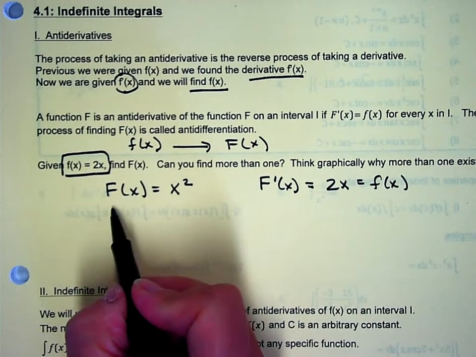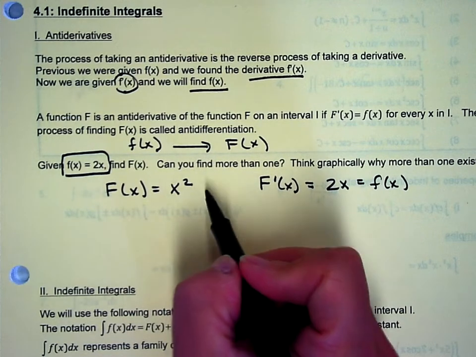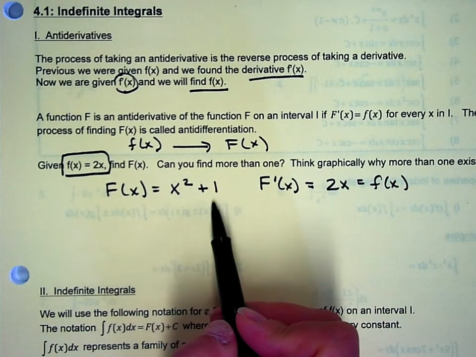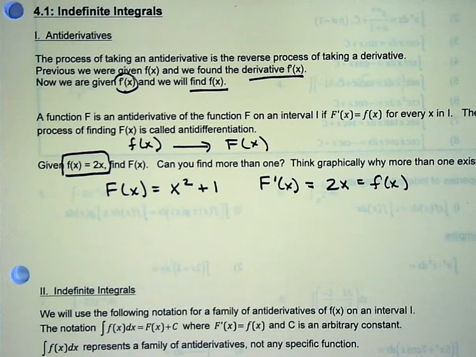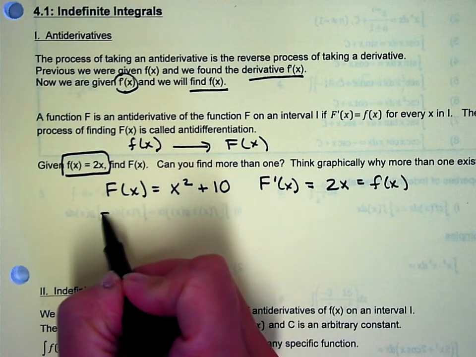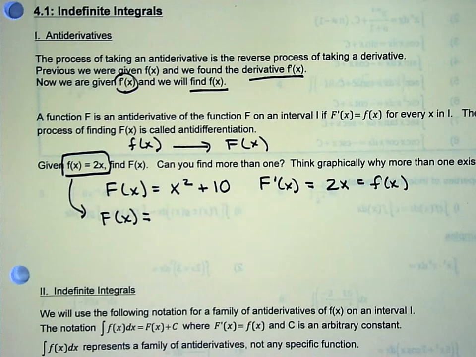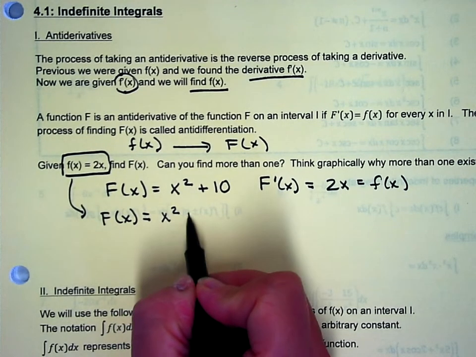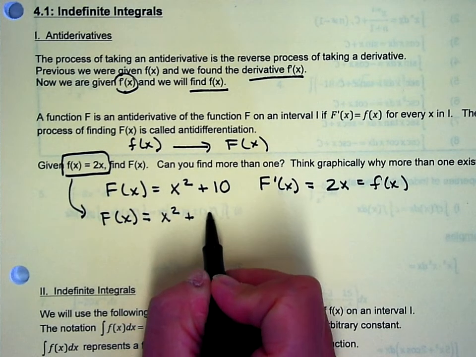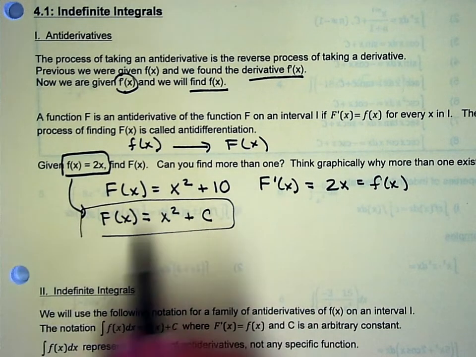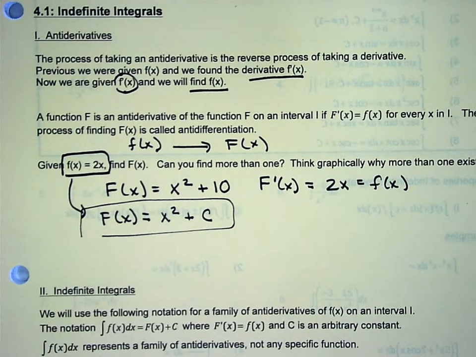But there's actually more than one answer here, because the derivative of x squared plus 1 also gives me 2x. This can be any number. This can be 10, and this also gives me a derivative of 2x. So really when we take the antiderivative, there's going to be more than one answer. The antiderivative of 2x is really x squared plus, and this can be any number, so we're going to call it a constant, c. So there's a whole family of functions that would give you the same derivative.